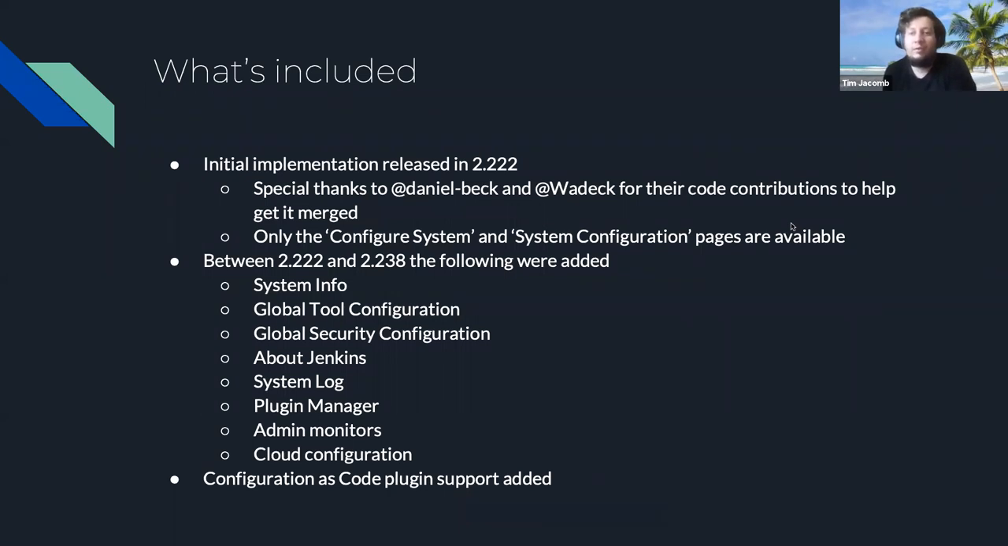So what have we got included so far? Initially it was released in 2.222, just before the previous LTS went in, with two initial pages: the configure system page, which is where the majority of the system configuration is, and also the system configuration page. That's the one that is the table, which has a whole bunch of configuration values on it.